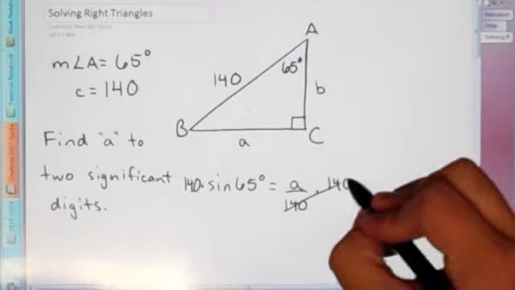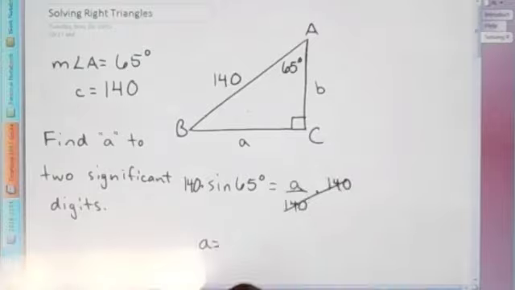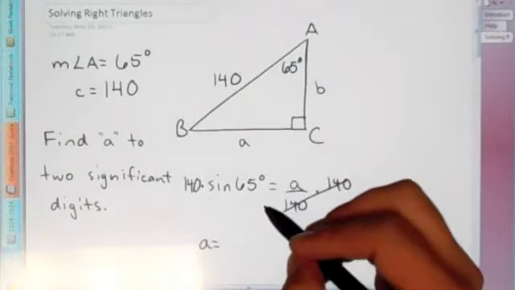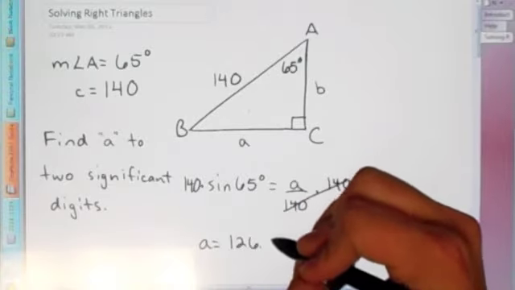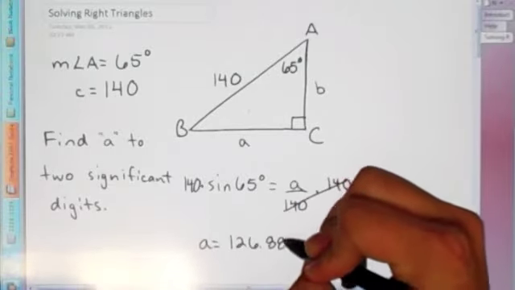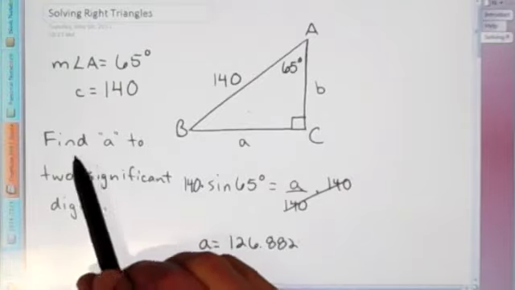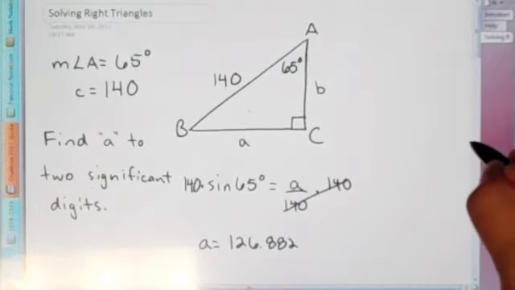So multiply both sides, so that cancels out. So now you're left with A is equal to 140 times sine of 65, which is about 126.882. But notice the directions over here say find A to two significant digits.